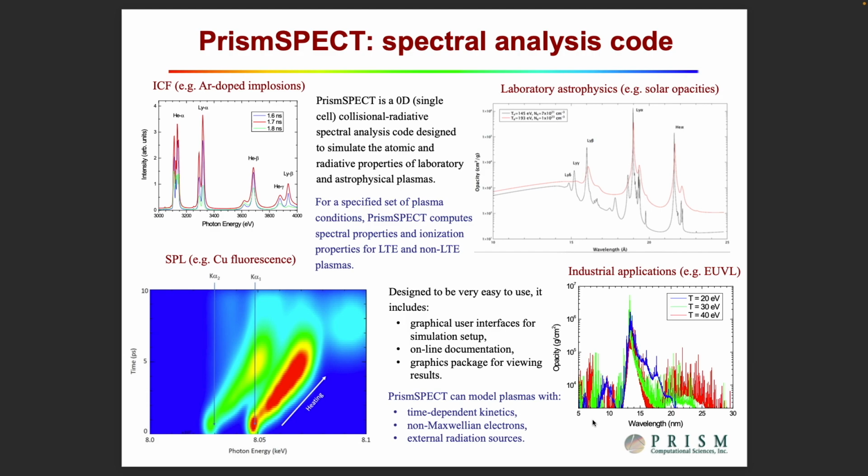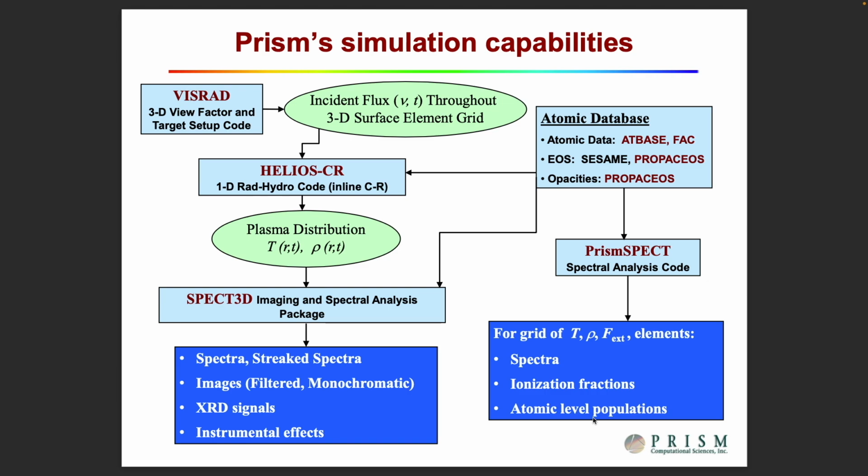PrismSPECT also has industrial applications. For example, simulating plasma light sources in extreme ultraviolet lithography as seen in the lower right. PrismSPECT is one of Prism computational science's analysis codes.